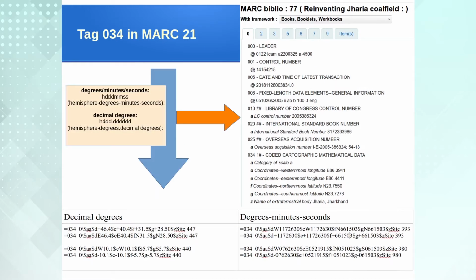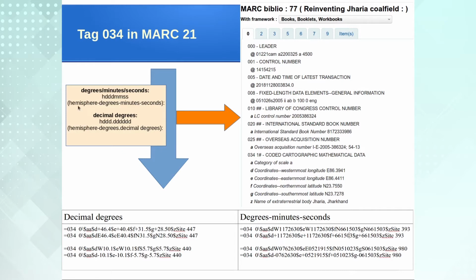Similarly, if we have an article going for a different kind of article level standard, there we have to encode Dublin Core Metadata Initiative. But before that, here you can see that in a MARC 21 bibliographic format, as I said, 034 is the most important one, but we can encode values in two different standards. One is called DMS standard, degree, minute, second. So here the formula is H DDDD MMSS.